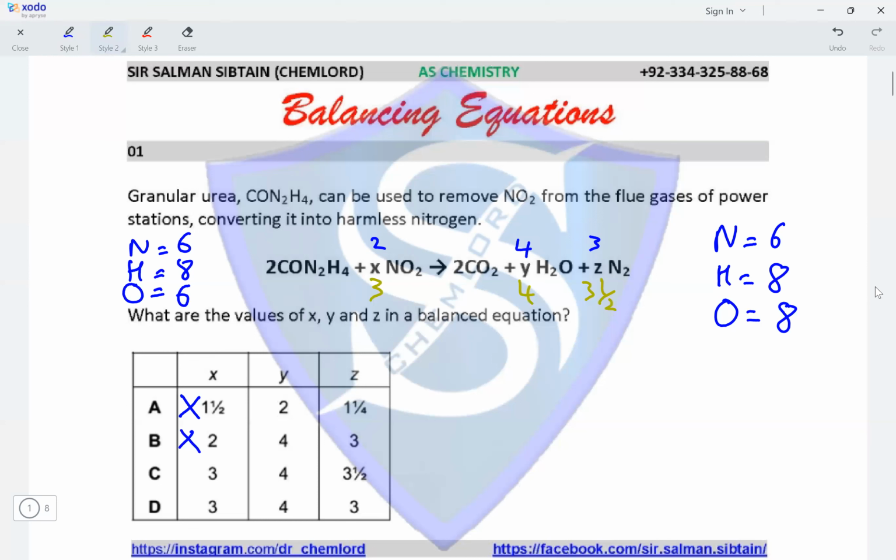So in this case, nitrogen on the left would be 3 and 4, 7. Nitrogen on the right would be 3.5 into 2, which is also 7. So nitrogen is balanced. For hydrogen, we've got 8 hydrogen on the left, and on the right, we've got 4 to the 8 hydrogen on the right. So hydrogen is also balanced. And for oxygen on the left, we have 3 to the 6 plus 2, 8 oxygen on the left. And on the right, we've got 4 and 4, total of 8 oxygen on the right. And since we've already discussed that carbon is balanced, 2 on each side, so this makes option C the correct option for this question.